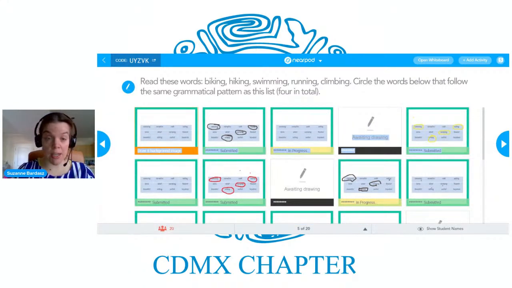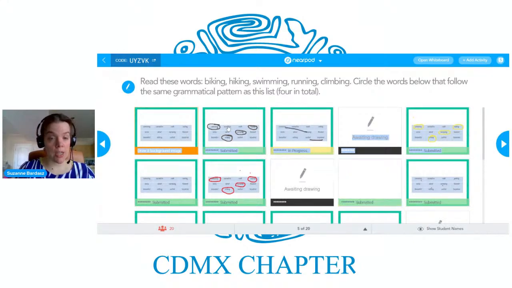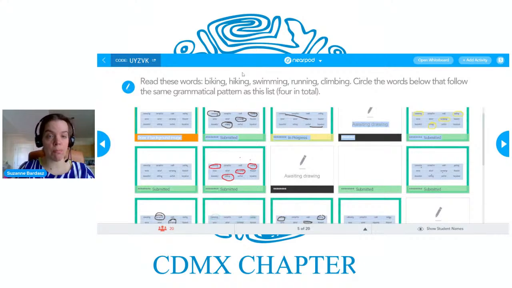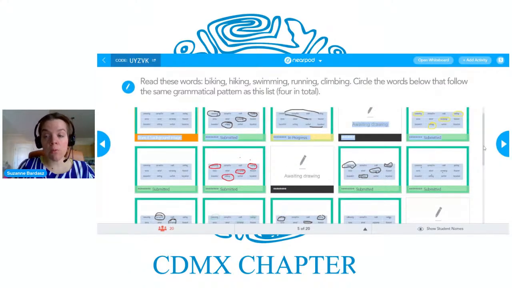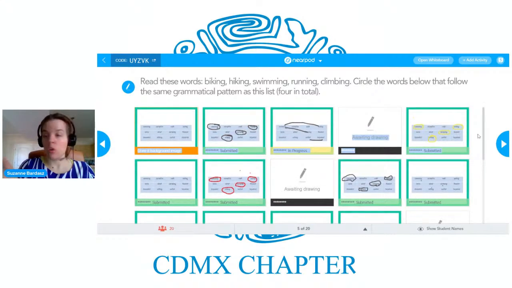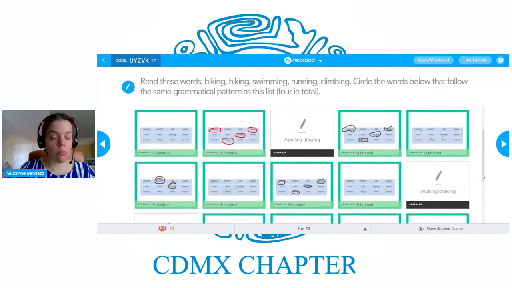Just for the sake of time, usually what I do once everyone submits their work is start looking through it and saying, okay, let's take a look here. Here's one student. Remember the pattern is biking, hiking, swimming, running, climbing. Let's take a look at this student right here. Canoeing, rafting, camping, sailing. Correct. Excellent. You can use this especially when you're showing students' work. You can go through and say, oh, yes, all of you got this answer correct. Or if someone didn't get it correct, we can go through and talk through the answers together. Okay, that's one example.